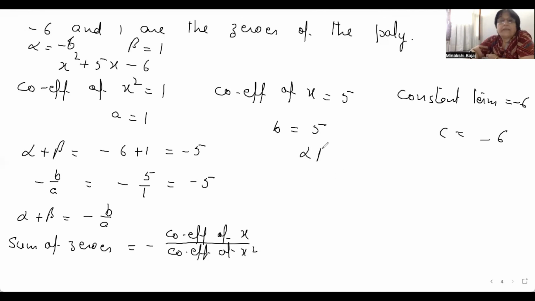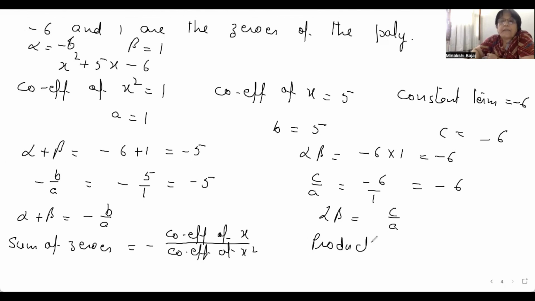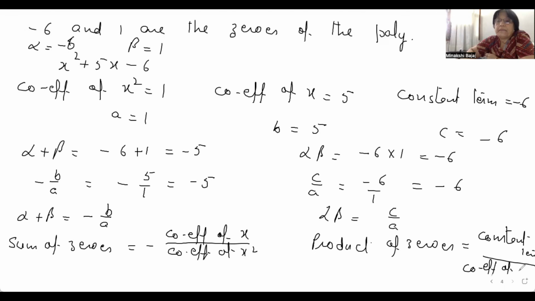Now alpha beta is minus 6 into 1, that is minus 6. And c by a, c here is minus 6, a is 1, that is equal to minus 6. This shows alpha beta is equal to c by a. This means product of zeros is equal to constant term upon coefficient of x square. Relationship between zeros and coefficients of a quadratic polynomial.